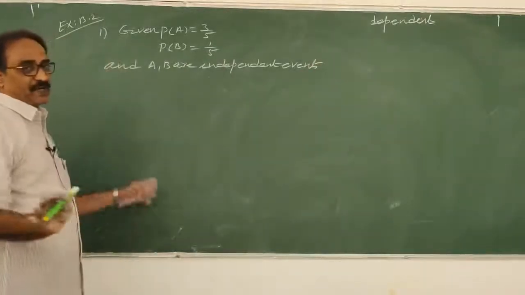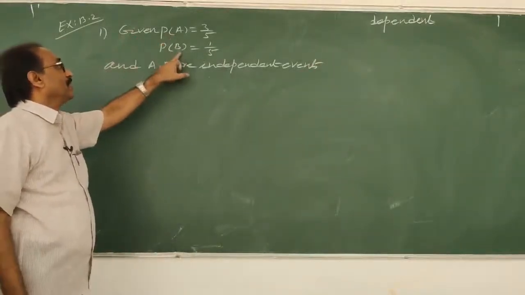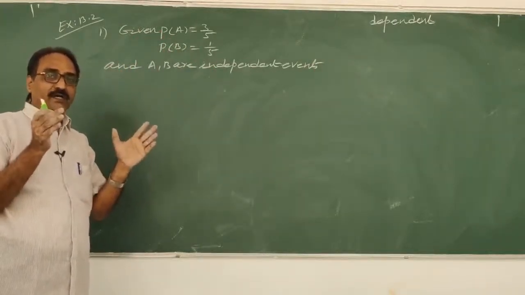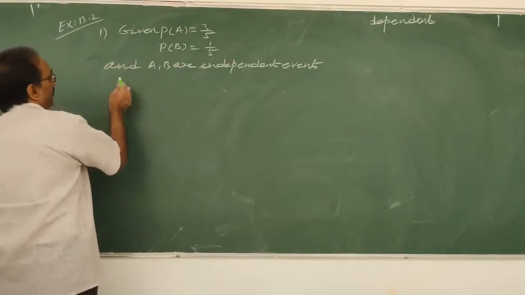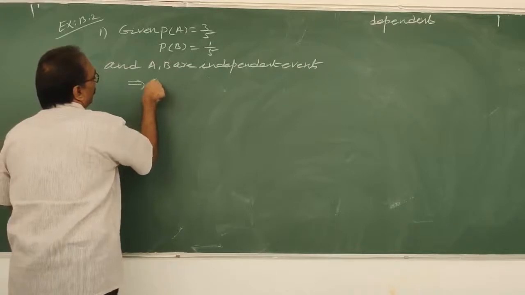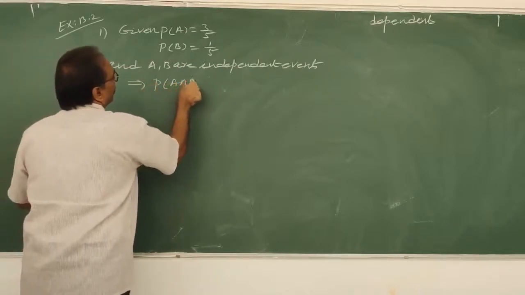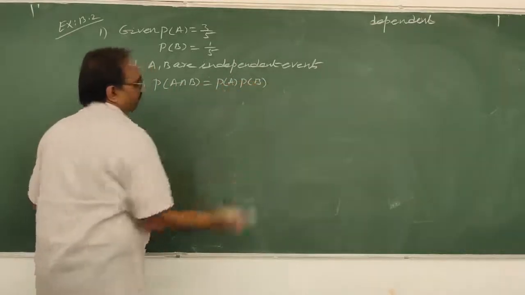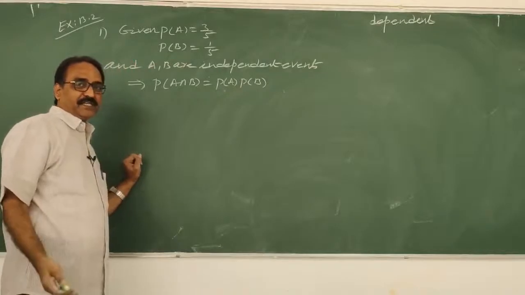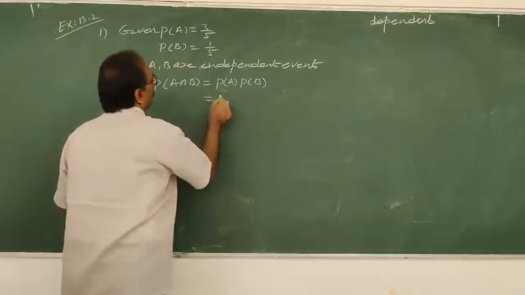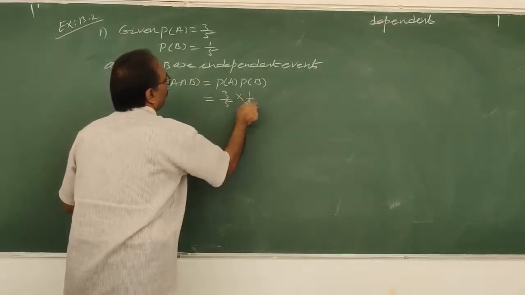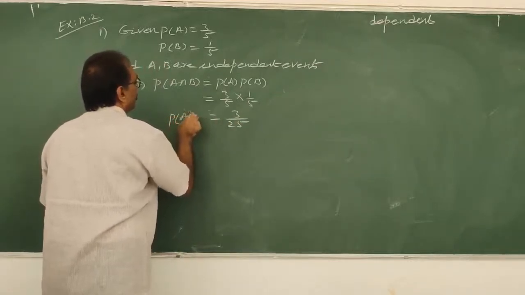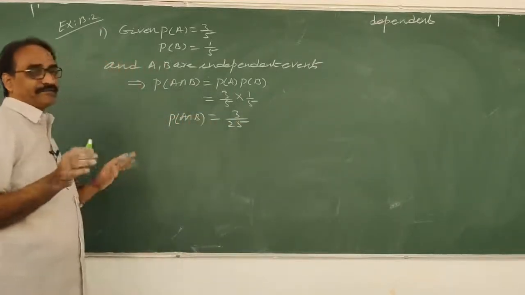So what is given, first of all we wrote, given P of A, P of B, and also said that they are independent events. Whenever you hear they are independent events, immediately this implies P of A intersection B is their product, P of A into P of B. That's all, because we studied the definition. Independent means their intersection must be their product. Now what is P of A? 3 by 5. What is P of B? 1 by 5. How much are you going to get? 3 by 25. So P of A intersection B is equal to 3 by 25. Over.